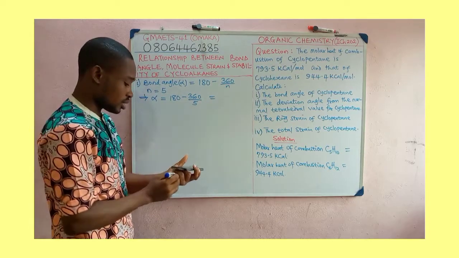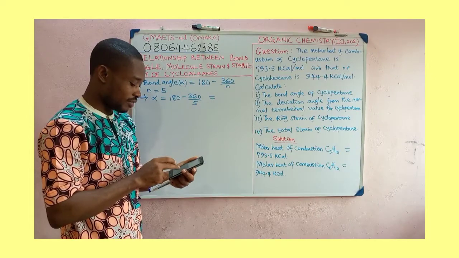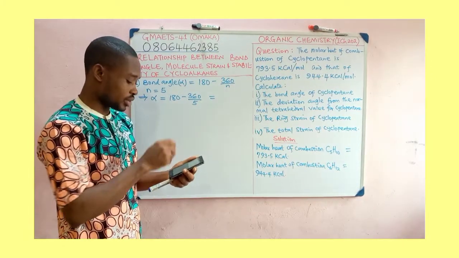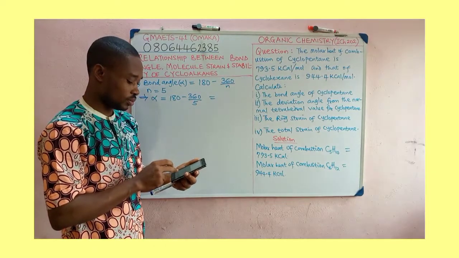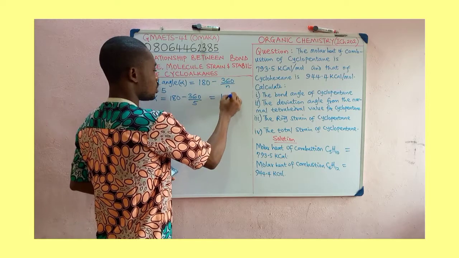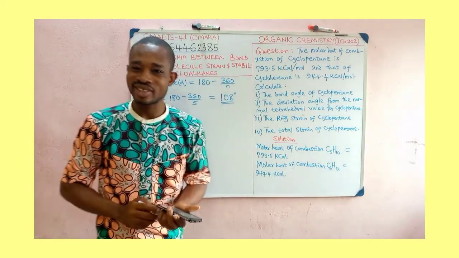Let's work this out and see what that gives us. Is that okay? So 360 divided by 5 gives us 72. So 180 minus 72, that is 108 degrees. So this is the bond angle for cyclopentane.